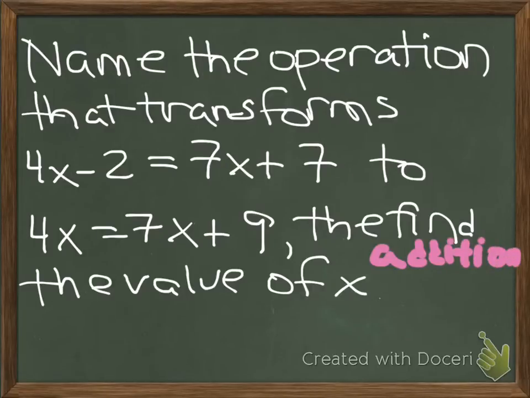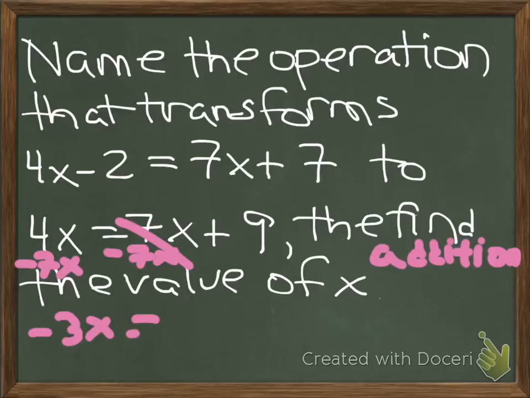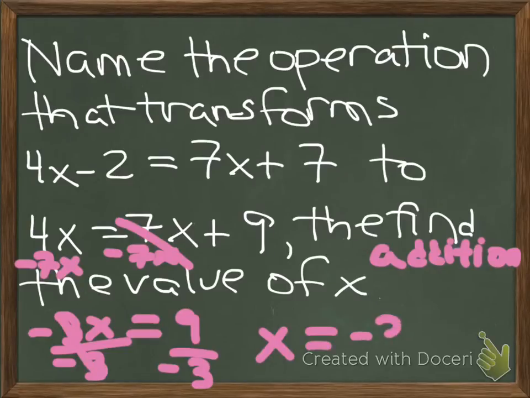And then to solve for the value of x, we need to keep going. So we have the 4x and the 7x that we need to combine. We need to bring the 7x to be with the 4x. And that gives us negative 3x equals 9. And we need to solve by dividing by negative 3. So x would be negative 3.